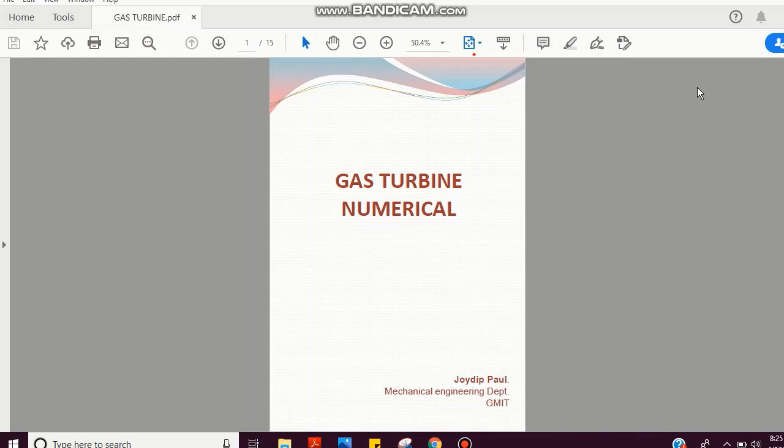In the previous few lectures, you have learned about the gas turbine, the types of gas turbine, and the different types of gas turbine arrangements: reheat, heat exchanger cycle, and intercooler cycle. And based on these different cycles, you have already learned how to find out the efficiency of this kind of cycles. So in this numerical, we are going to do some numericals based on those cycles. Okay, so let's start.